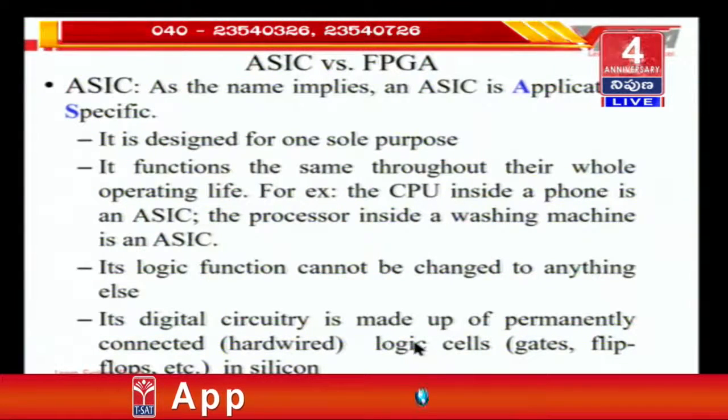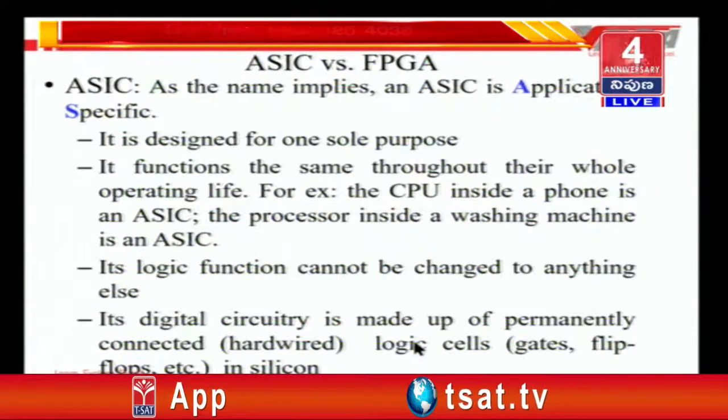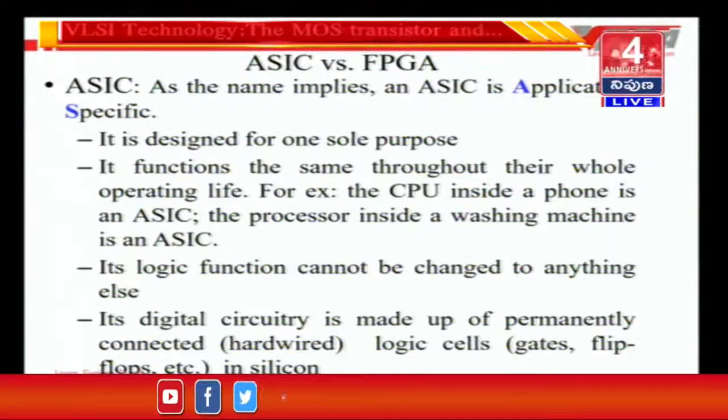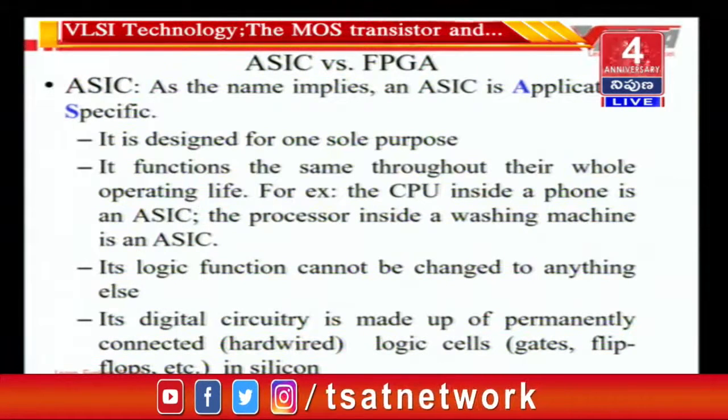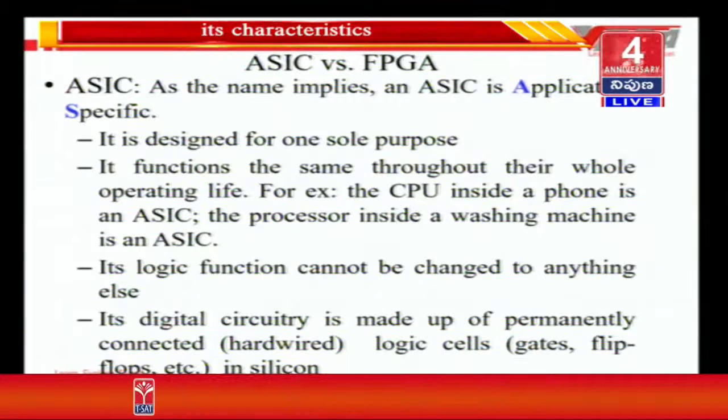When I say logic cells, it is not only confined to gates. A logic cell is basically the lowest level of cell that is available in the library, and it may consist of gates, flip-flops, counters, multiplexers, and so on and so forth, and then in silicon.